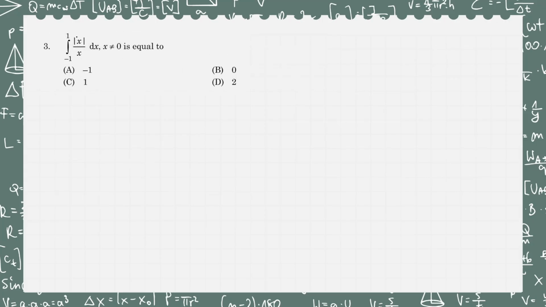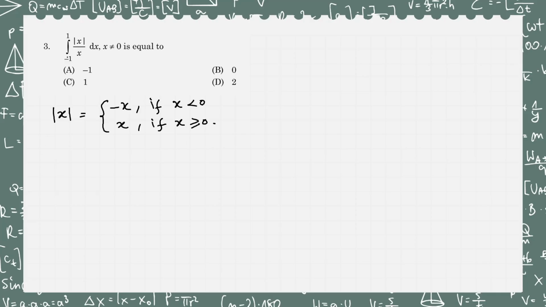Integration of modulus x by x dx between the limits minus 1 to plus 1, when x is not equal to 0, is equal to which of the options? So we have to understand something. We know by the definition of modulus x that modulus x takes different values when x is positive and negative. So modulus x is minus x if x is less than 0. Modulus x is x itself if x is greater than or equal to 0.